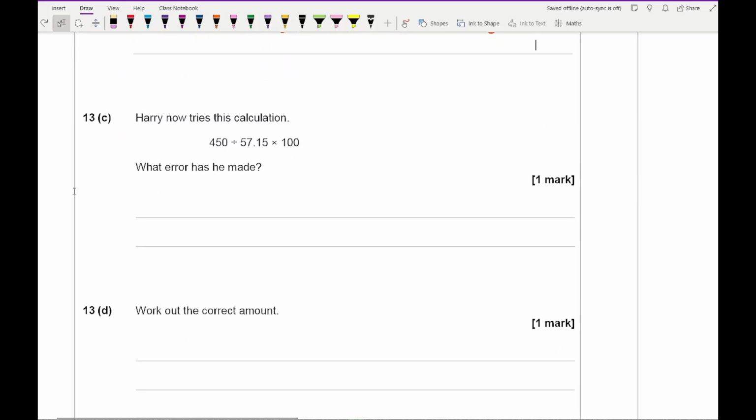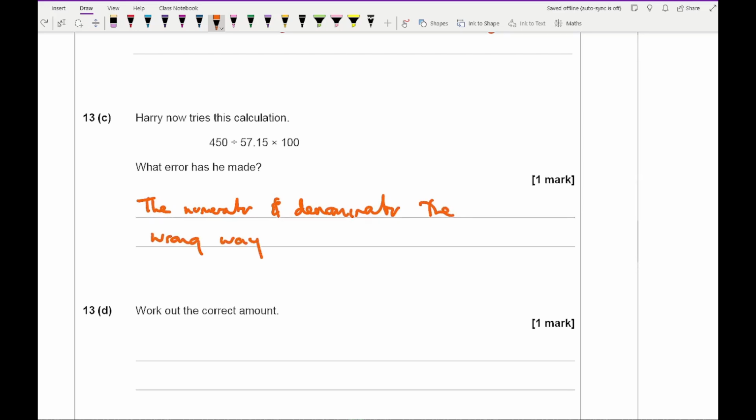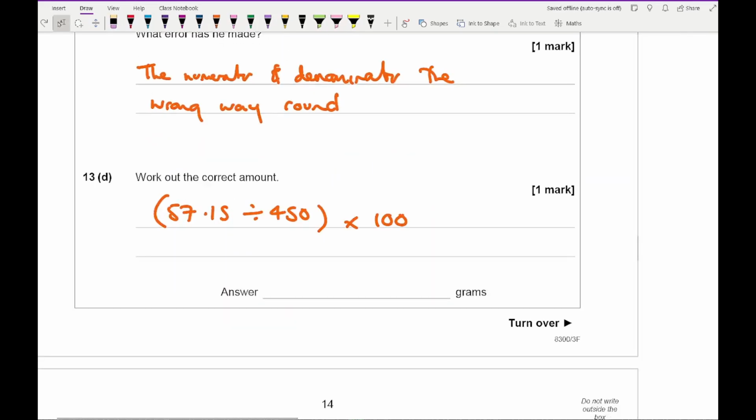The next question, 16C, says Harry now tries his calculation. What is the error that he's made? Well, the error that's made is that he's got the numerator and the denominator the wrong way round. And what should the correct calculation be? Well, it should be 57.15 divided by 450 multiplied by 100. And again, if I type that into my calculator, I get an answer of 12.7.